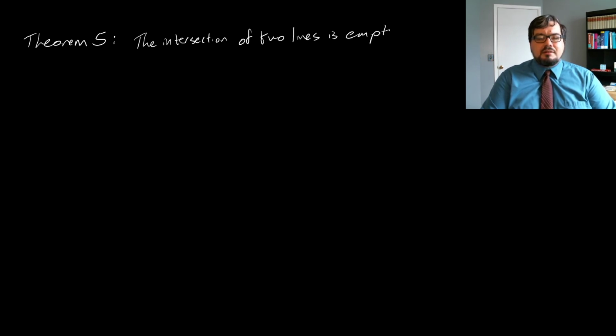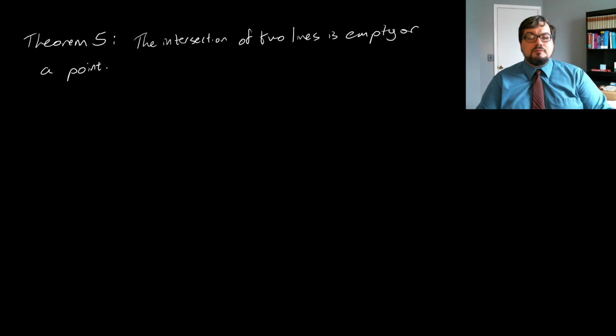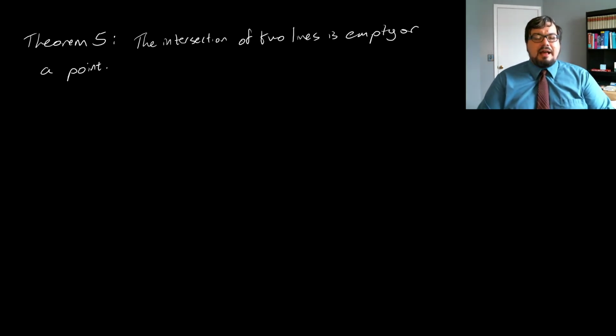So, the first thing I want to look at is Theorem 5. This one we're going to use a bunch. We're going to use these all the time. The intersection of two lines is empty or a point. So if I've got two lines, then they either don't intersect at all, or they intersect in a single point. In particular, they can't intersect in two or more points.